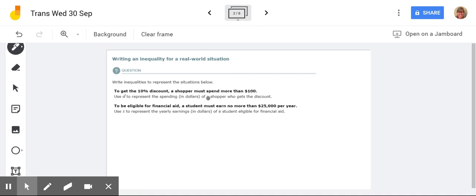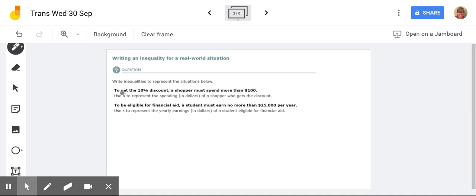Okay, writing an inequality for a real world situation. A lot of these are going to be earn no more than, spend no more than. They typically use that. And what I do typically is change that to something that I understand. I'll show you. It says, to get the 10% discount, a shopper must spend more than $100.